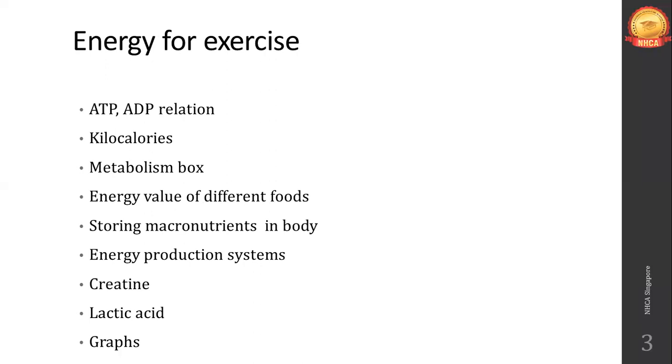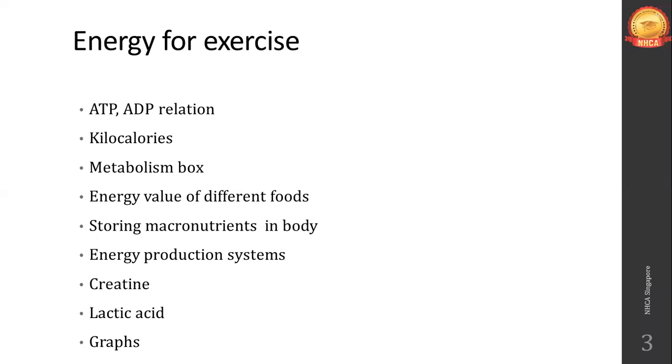Blue boxes give the energy value for different foods. 1 gram of carbohydrate will give you 4 kilocalories. 1 gram of fat can give you 9 kilocalories. Know those data, and storing macronutrients in the body. How is excess fat stored in your body? How is excess glycogen stored in your body? If there is excess protein, what happens to it, and how is it stored? These things are given in paragraphs, so try to identify the facts from there.